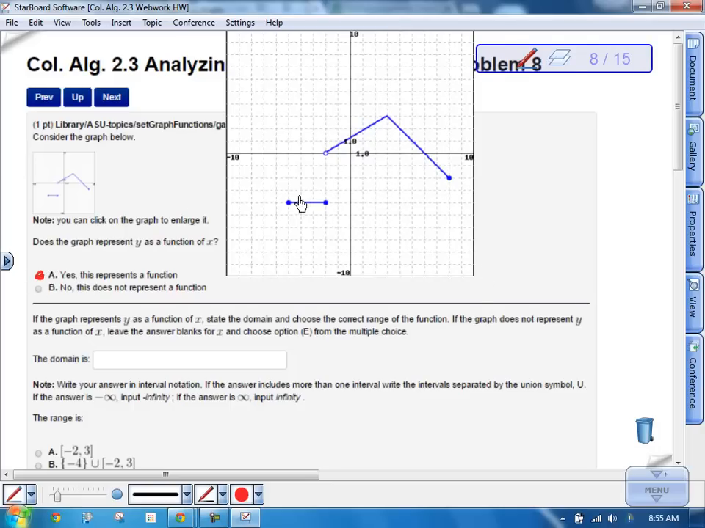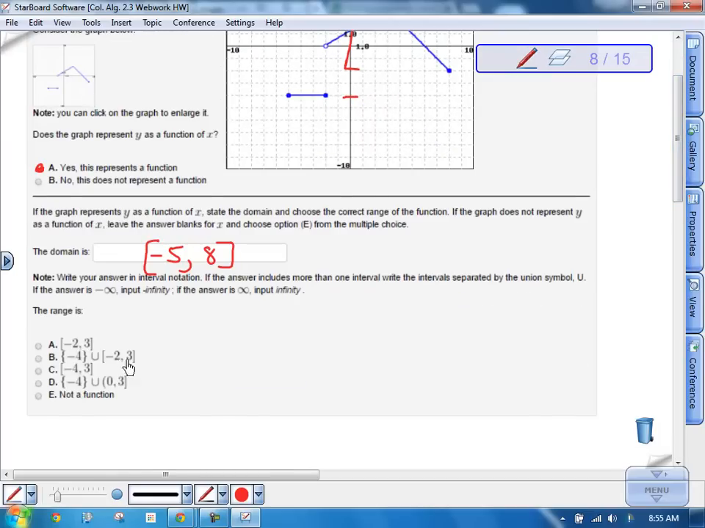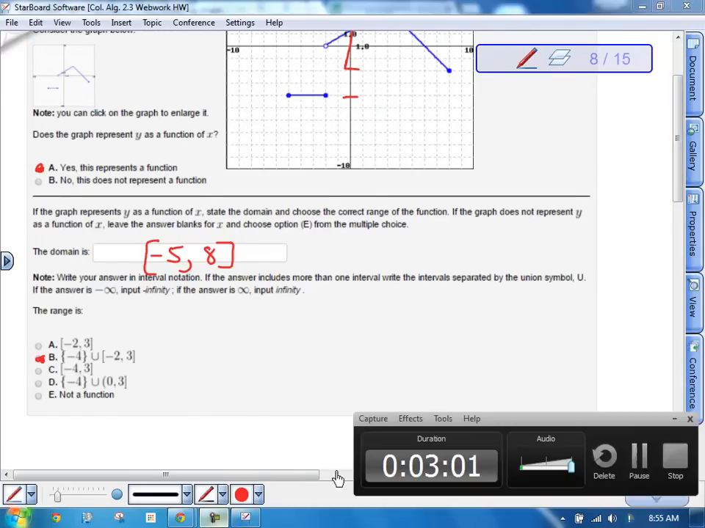And then the domain they want, the domain is all the numbers from -5 all the way up to 8. So we'd say from -5 to 8, and we can include those points. And then the range is just the point 4 right here. And then obviously all the values from -2 to 3 as well. So 4 and -2 to 3 would be B right there.